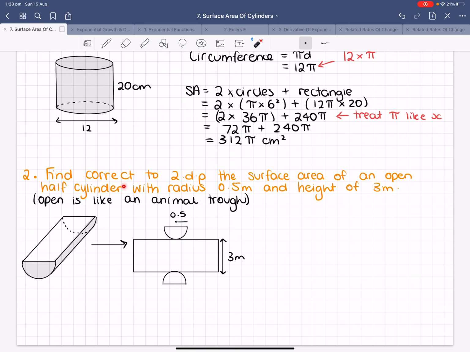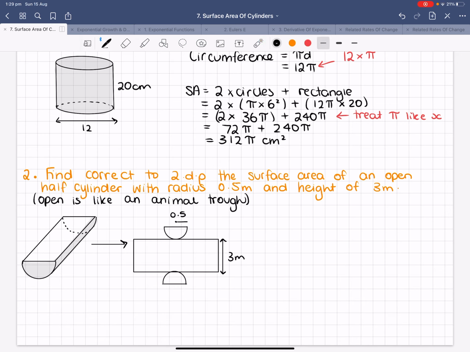So an open half cylinder, here we've got a half cylinder. Open just means that that lid is missing. So if it was closed, you would have to work out the surface area of the half circles, the round part, as well as the closed rectangle. But because it's open, you only need the area of the semicircles on each side, plus the round bit that kind of goes underneath, which is what I've drawn for you here.